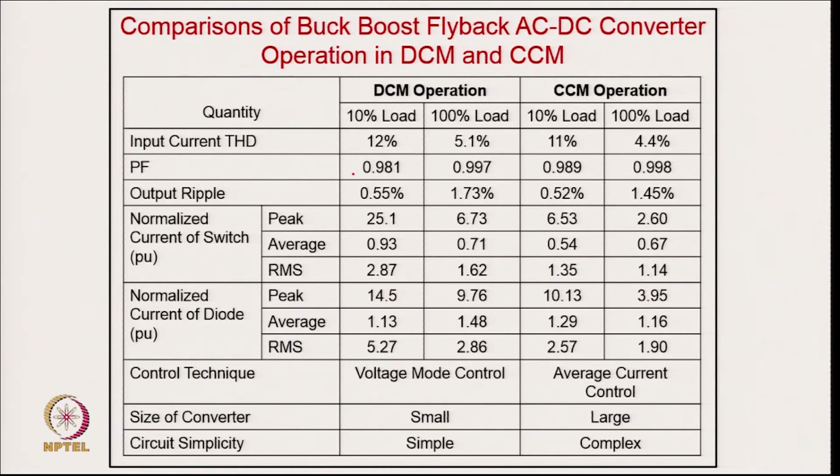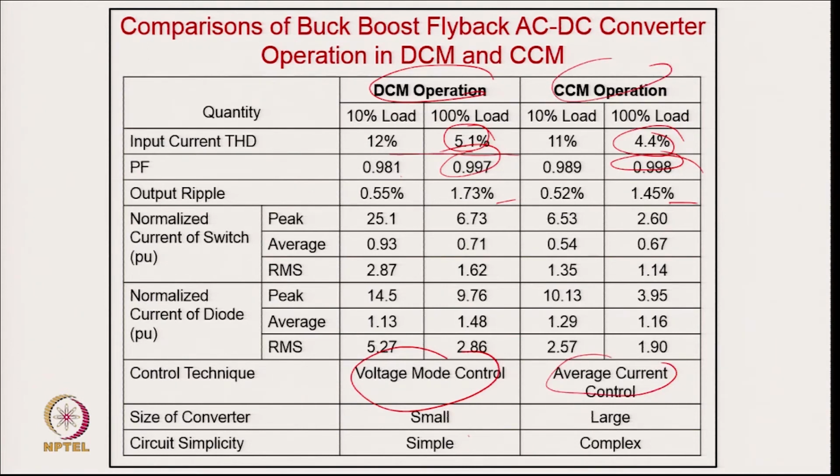The input current THD at different loads at full load is 5.1% for DCM and 4.4% for CCM, and power factor is 0.997 and 0.998. Of course, the ripple is also much lower, less than 2% of what we consider, and these are the component ratings. In case of DCM we use the voltage control mode, voltage follower mode, and for CCM we consider average current control mode. So, this is the typical relative performance.